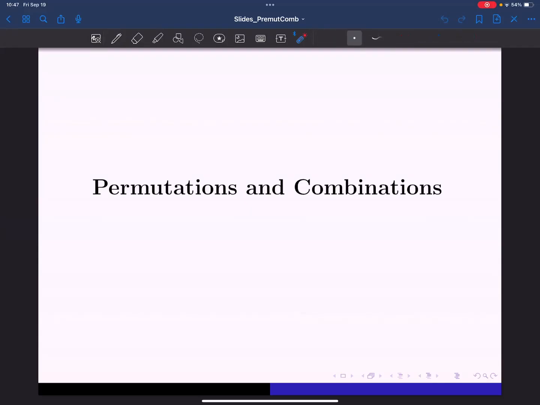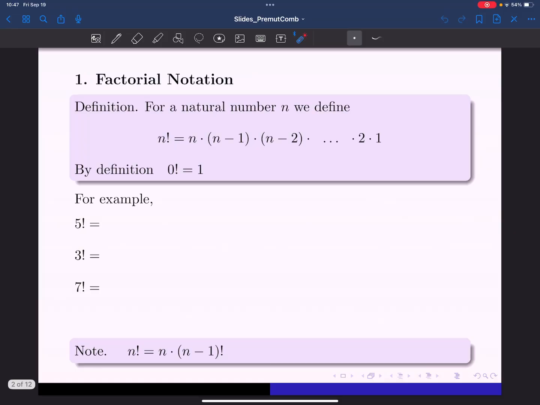Permutations and combinations. We need to first start with the factorial notation. By definition, for a natural number, that means a whole positive number, we can define n exclamation mark, which is n factorial, meaning n times n minus 1, n minus 2, up to 1. And by definition, 0 factorial would be 1. For example, 5 factorial is equal to 5 times 4 times 3 times 2 times 1.